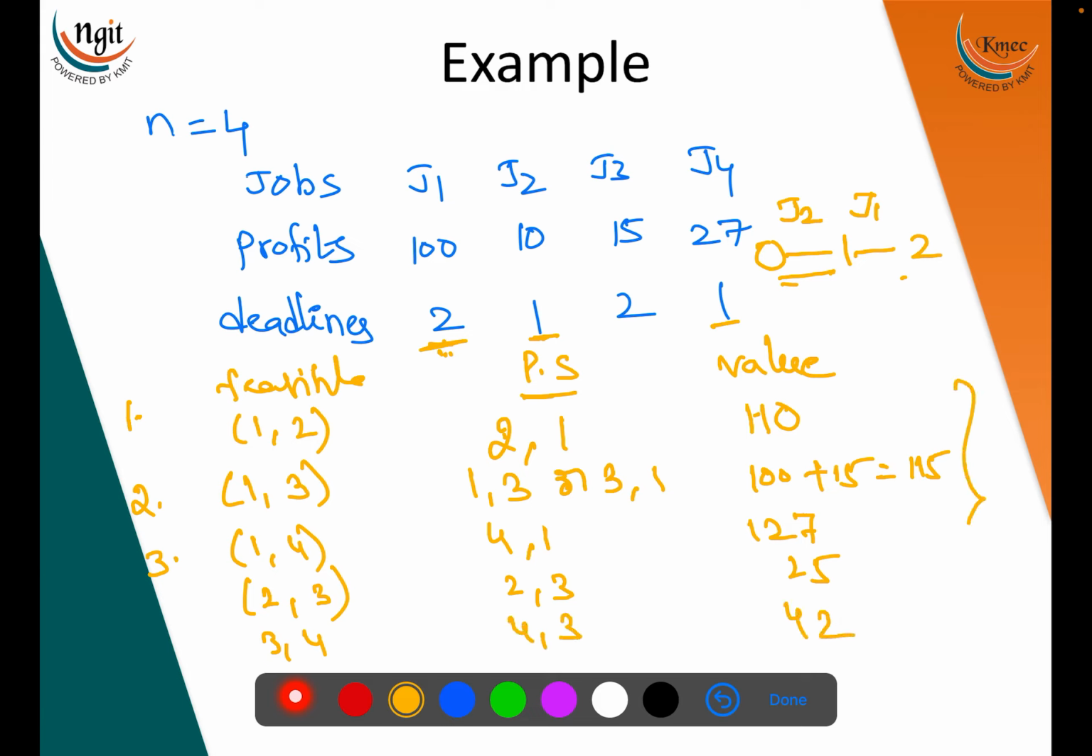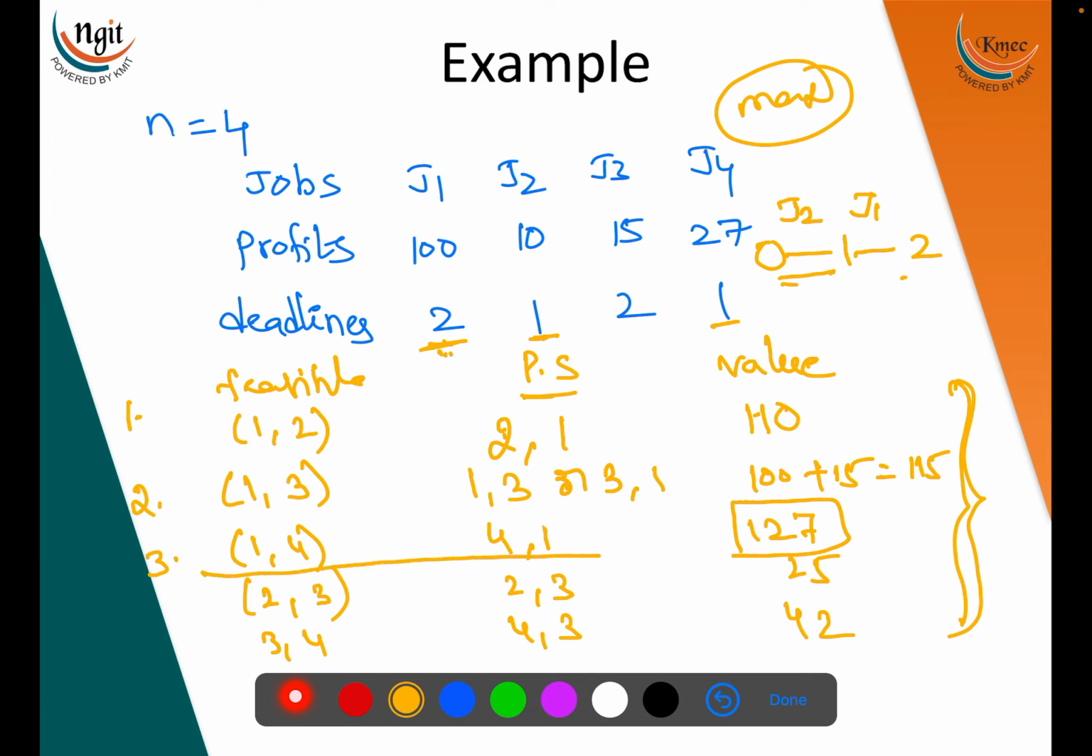Now all these are what? Feasible solutions to complete the jobs in the given deadline. But what is the optimum solution? An optimum solution should be a feasible solution which gives either maximum or minimum result. As far as job sequencing with deadlines is concerned, it is a maximization problem. So whichever has maximum profit is considered the optimum solution. Now among all these profits, which is maximum? 127 is maximum. That means we will take this as the optimum solution for this problem.